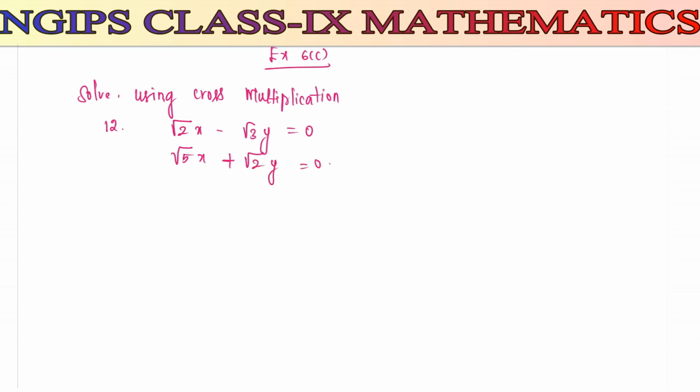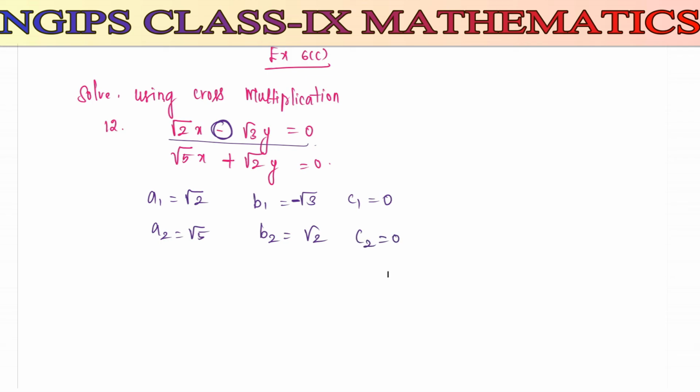Now from this expression, the first step is to consider a1, b1, c1 from equation 1. So a1, the coefficient of x, is root 2, and b1, the coefficient of y, is root 3. The constant we don't have, so I can consider 0, and a2 value is root 5, b2 value is root 2. Here b1 value has a minus 1, so I put here minus root 3, and c2 constant is going to be 0. We have done the first step.